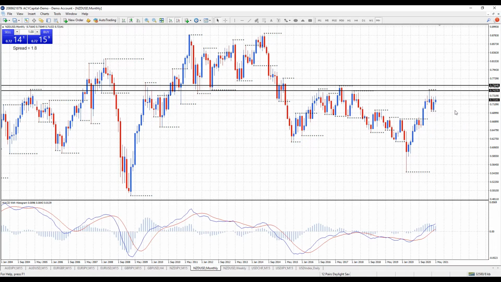So on the monthly chart we're seeing an uptrend. MACD is telling us we've got an uptrend, but that's too slow really to tell us that anything's changing on the monthly chart. Alright, let's move down to the weekly chart now.